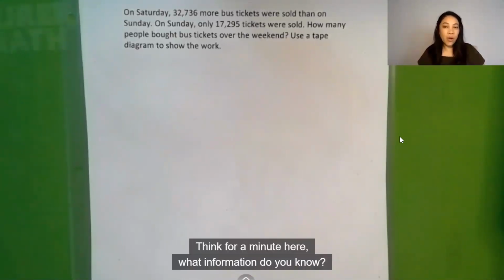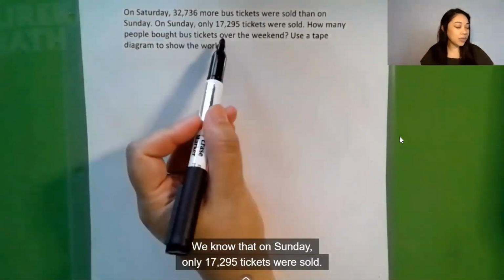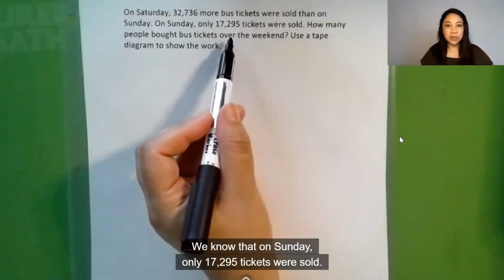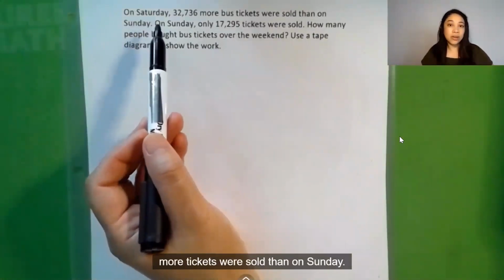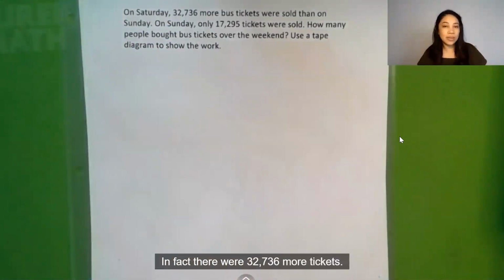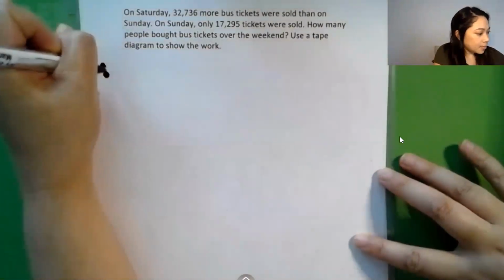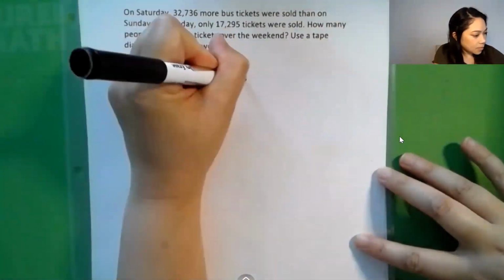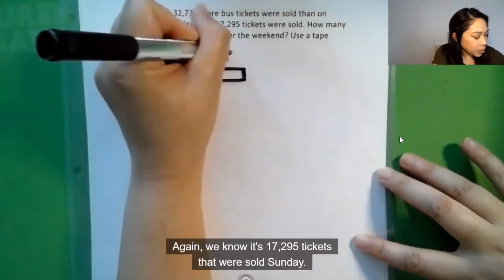Think for a minute here. What information do you know? We know that on Sunday, only 17,295 tickets were sold. We also know that on Saturday, more tickets were sold than on Sunday. In fact, there were 32,736 more tickets. Let's start with a tape diagram to represent Sunday. Again, we know it's 17,295 tickets that were sold on Sunday.